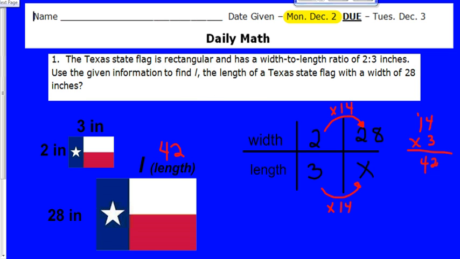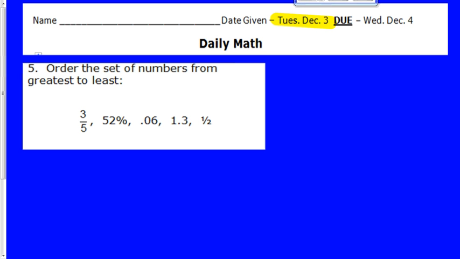Moving on though. Tuesday, December the 3rd. Looking at problem number 5, we need to order the set of numbers from greatest to least. Here they're all different. We have a fraction, a percent, a decimal, another decimal, and a fraction. The easiest thing is to make them all decimals.